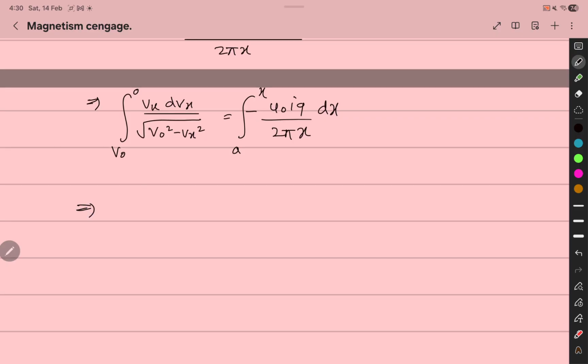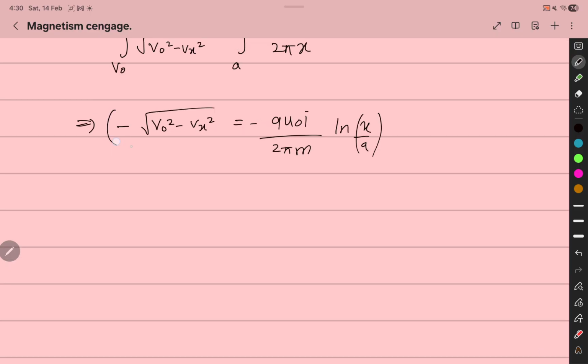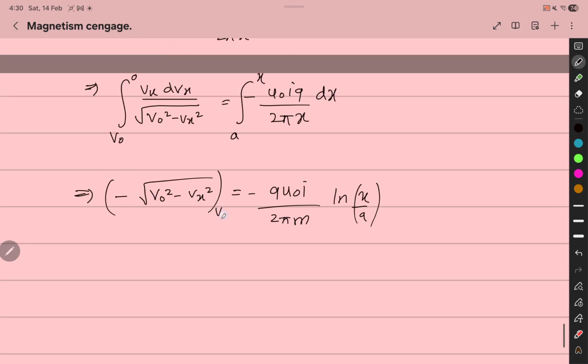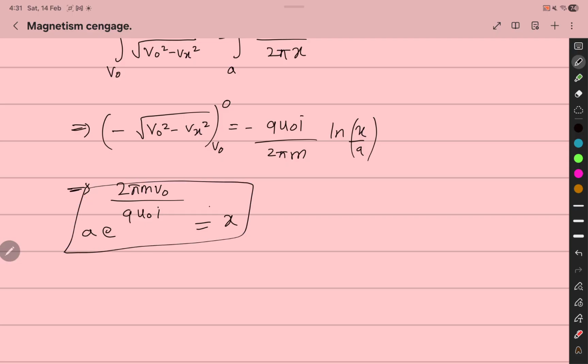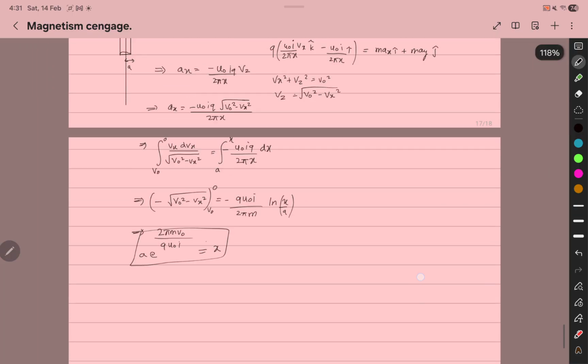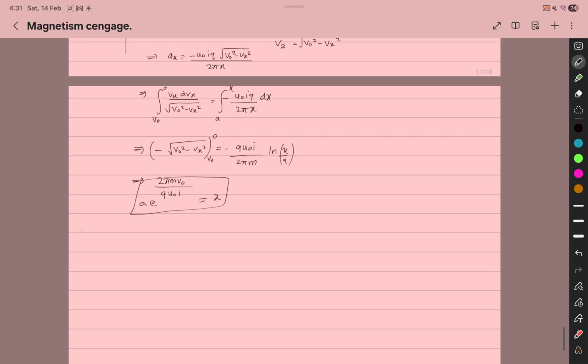So basically when we integrate, we'll get these limits, right? v naught, and then 0. Then putting in the limits, the minus sign will definitely get cancelled, and finally you'll get a times e to the power of 2 pi m v naught divided by q mu naught I, and this is equal to x, and that is your maximum distance, guys.